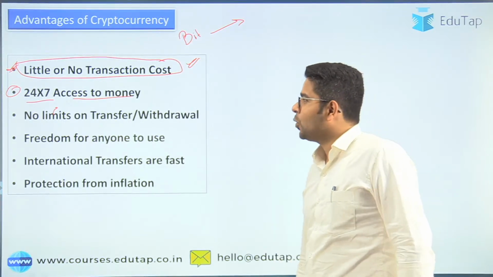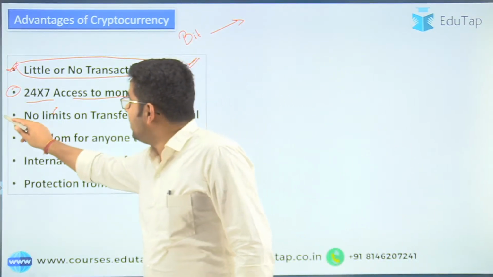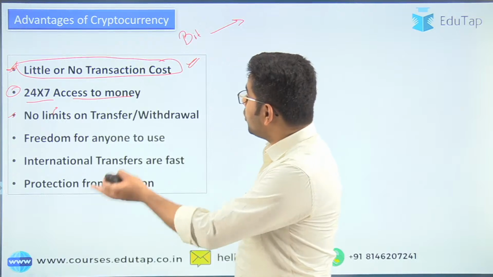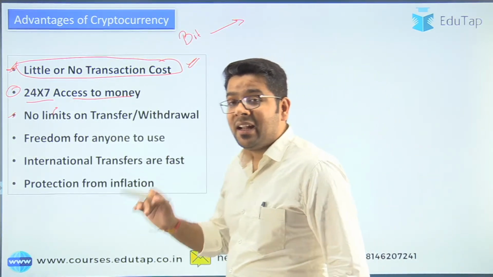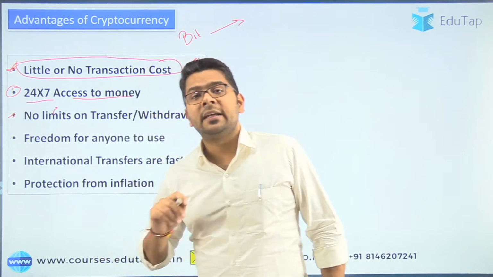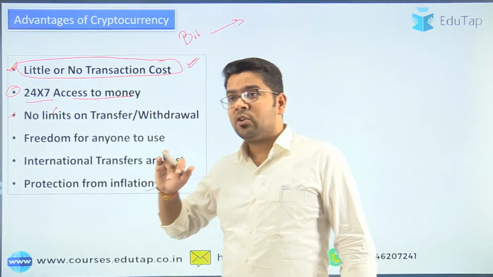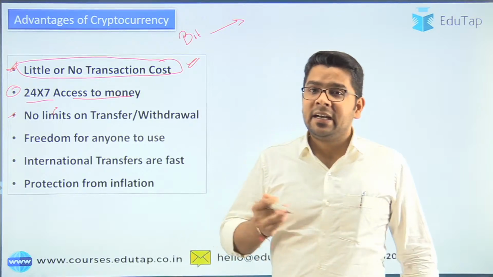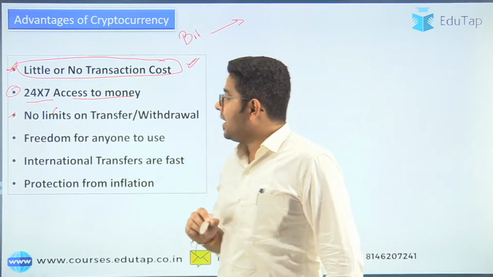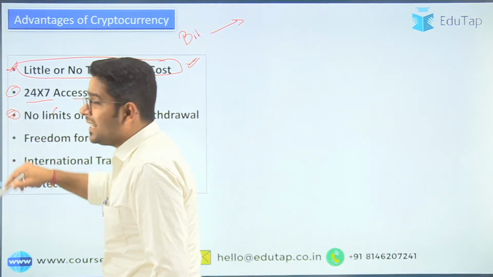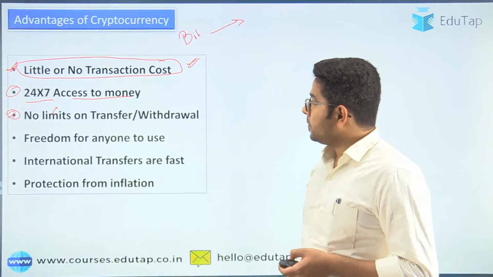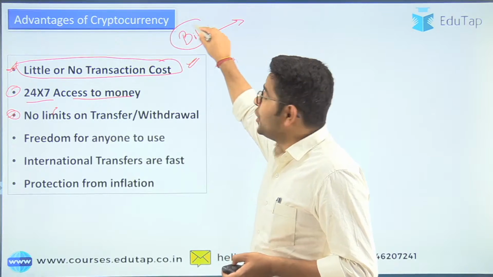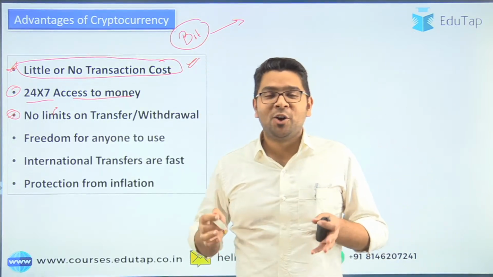Think about it a little. Then coming to no limits on transfer or withdrawal. There are limits in our normal banking, or you need to use some special banking like RTGS and all those. Otherwise there are limits, but there is no such limit in cryptocurrency, provided you have that much amount in your account.